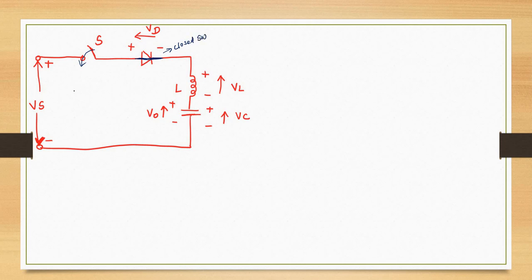Now I am going to write the equation using KVL. What is the equation? L into di by dt, that is the voltage across the inductor, plus 1 by C into integral i dt equal to Vs. Here I am going to consider the initial conditions also. Then apply Laplace transform. So what is the Laplace transform?